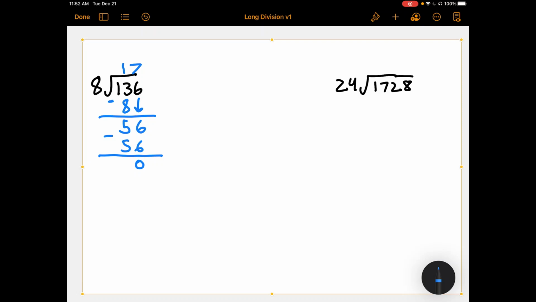Now let's do our second problem. Here we have 1,728 divided by 24. Again, we need to ask ourselves, how many times can 24 go into the number 1? Nope, can't do it. 1 is too small. What about 17? Nope, still too small. So now we need to combine the first three numbers, which gives us 172. And we say, how many times can 24 go into 172?